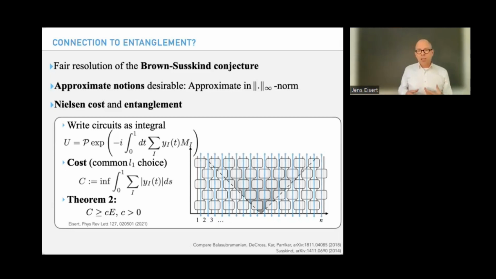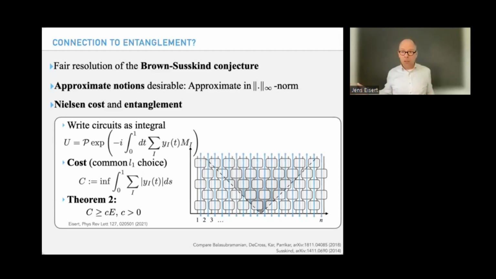But actually it turns out that for small times, or small short circuits, in a way, there is a relationship between common notions of Nielsen costs, like the L1 Nielsen cost written as an integral, and the entanglement. That entanglement lower bounds the cost in a certain way, which can be used for short circuits, and even for obscure arguments that one can lower bound the circuit depth that you need to generate certain probability distributions when you measure in the computation basis.